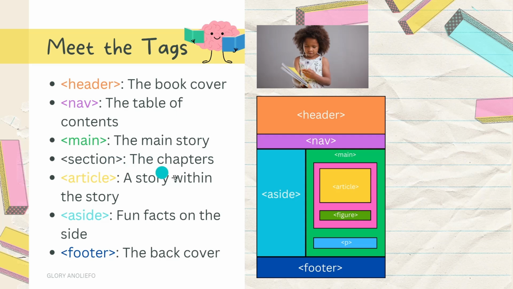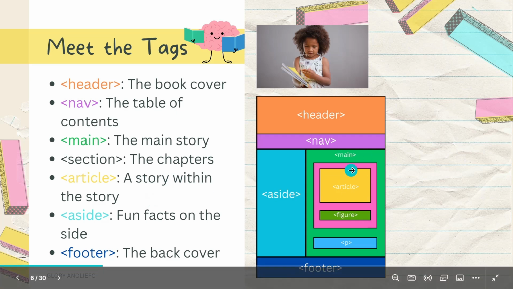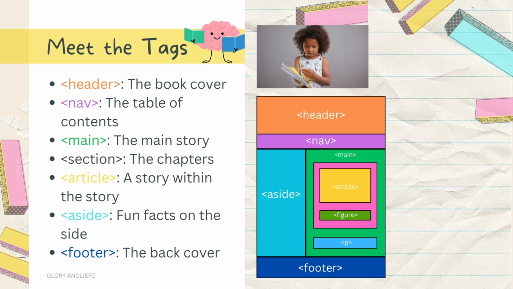When you look at article, it's like a story within the story. All right, so it still flows with the normal flow of the web page, but it's like another section inside of the main section in your web page. Okay, so we have aside, which is the fun facts on the side. So it comes out of the flow of the page or the flow of the HTML document, but it serves its own purpose, okay, at the side.